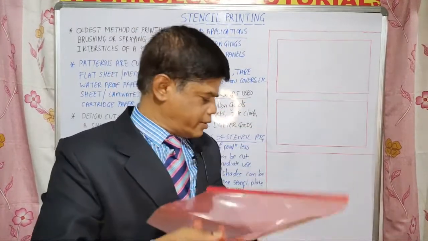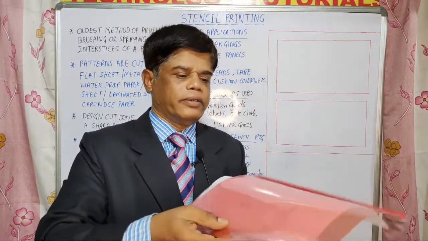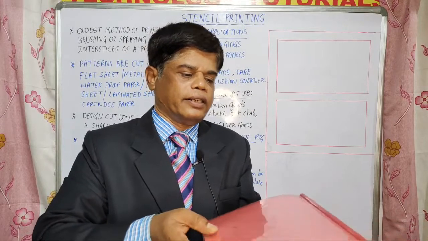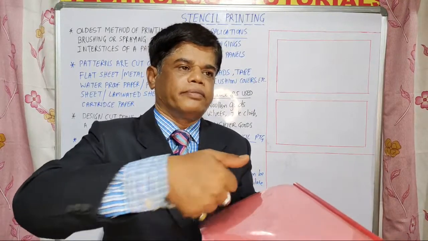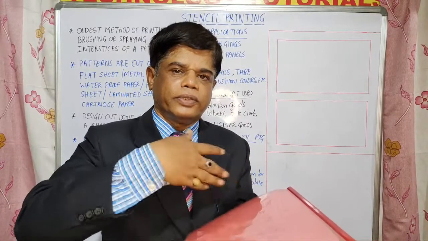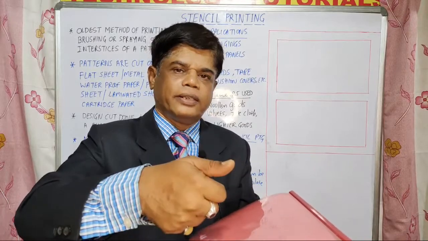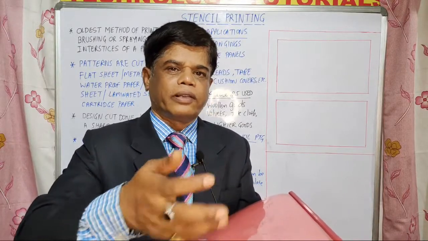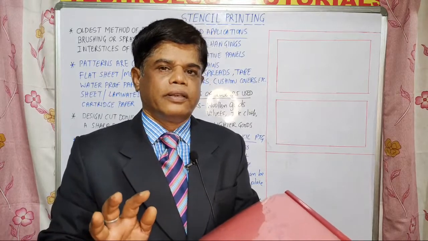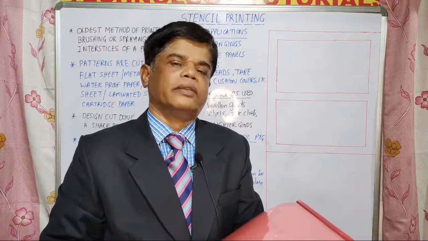Suppose this is a fabric. The cut paper is placed on the fabric, like this. Wherever the design cutting is there, on that, spray is done, or by brushing it is done, or by means of sponging it is done. This is the simple way of explaining stencil printing.